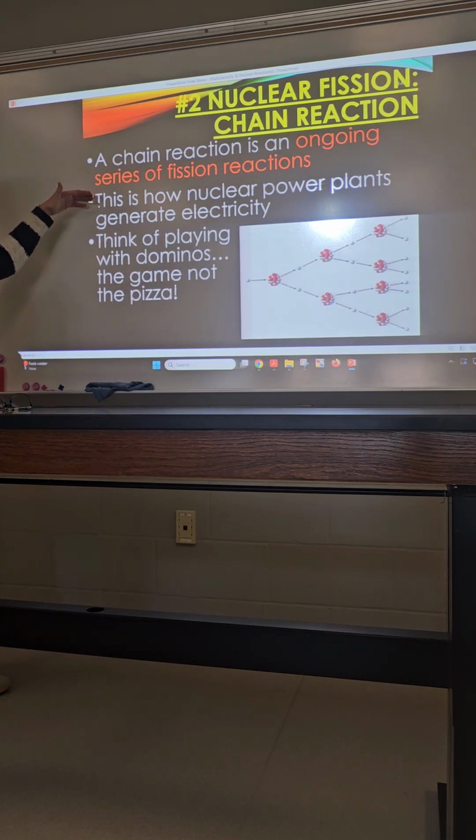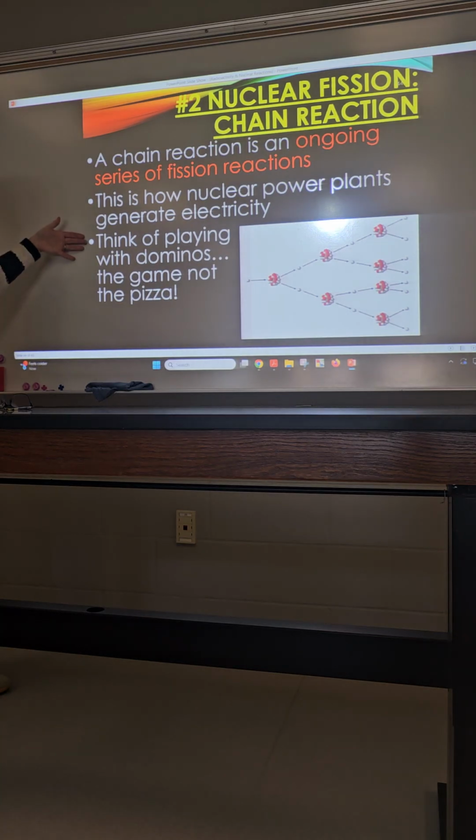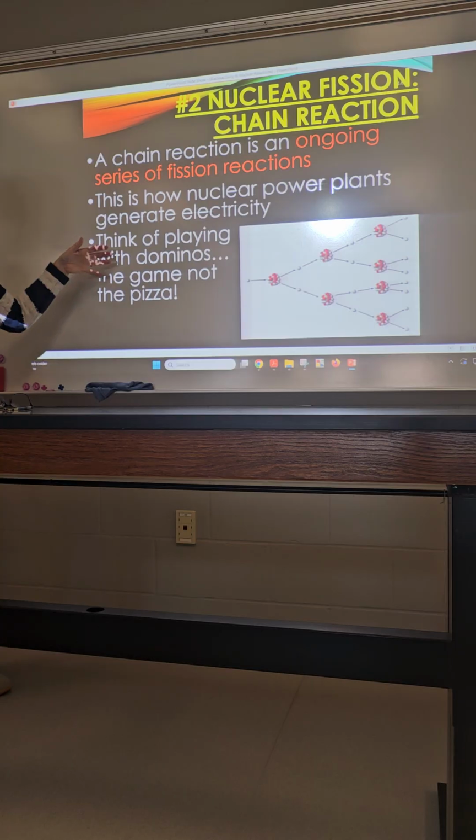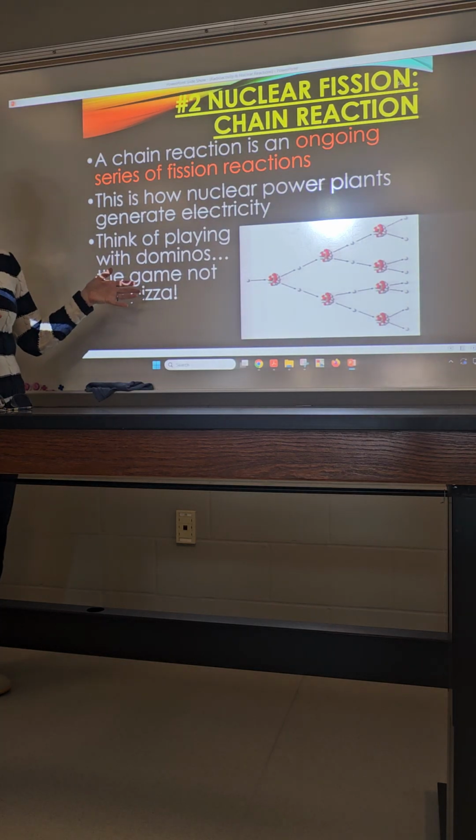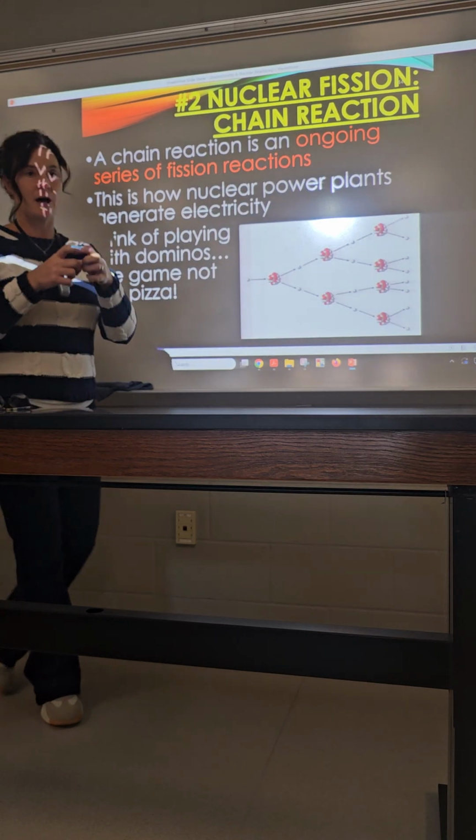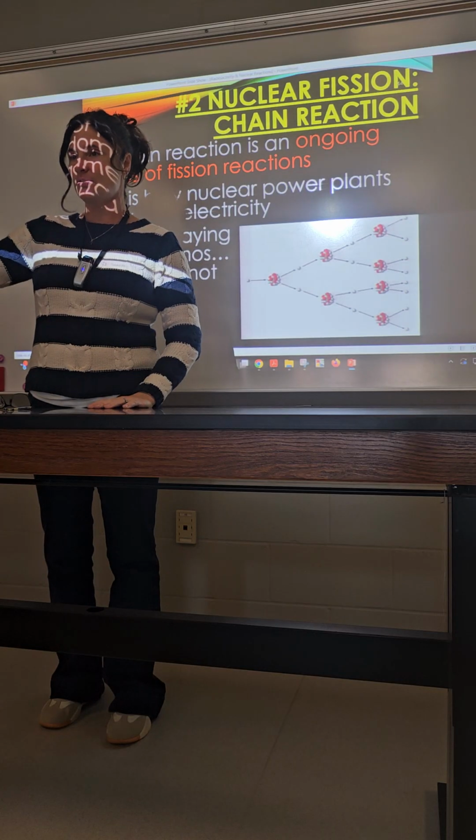So a chain reaction is a main part of fission. If you think about playing dominoes, the game, not like you're ordering it from DoorDash, but actually setting up the dominoes, right? Has anybody ever played dominoes?